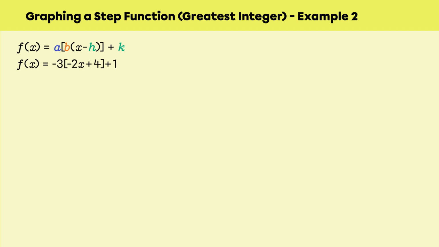f of x equals -3 times the greatest integer of -2x plus 4, plus 1. First, identify parameters a, b, h, and k. a equals -3. Be careful. To correctly determine the values of b and h, take the time to analyze what's inside the brackets.